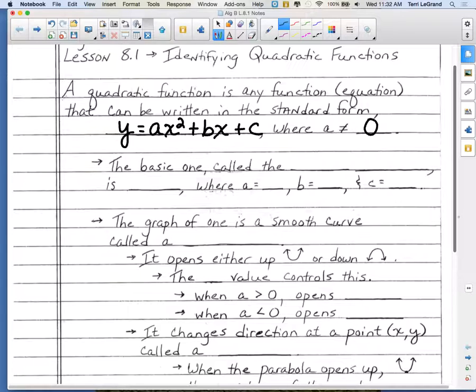Because if we had an a value equal to 0, 0 times x squared would be what? 0. And then the x squared term would be gone, and now we just have x's, and it's become linear. So a can't be equal to 0. B can be equal to 0. C can be equal to 0. But a cannot be, or we will not have a quadratic function.